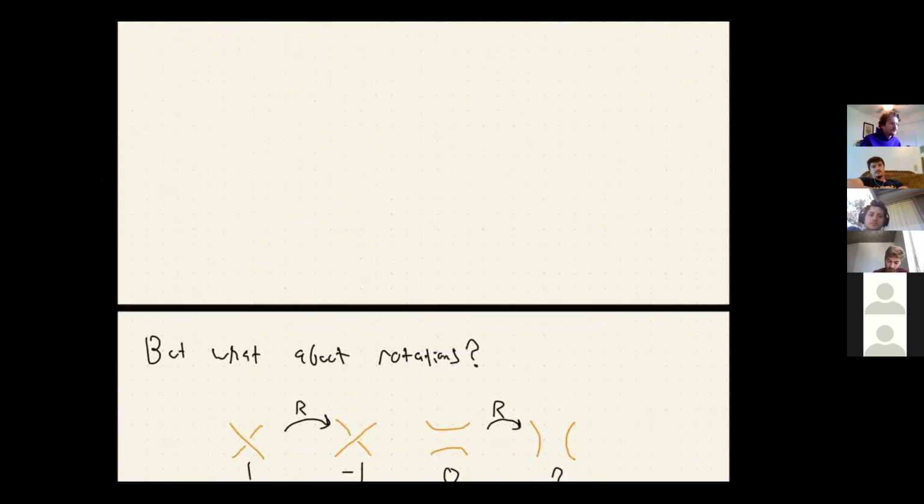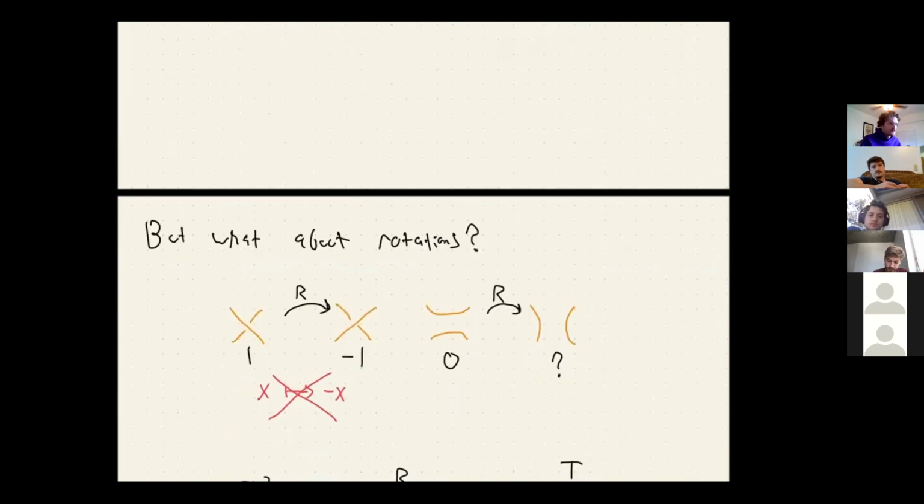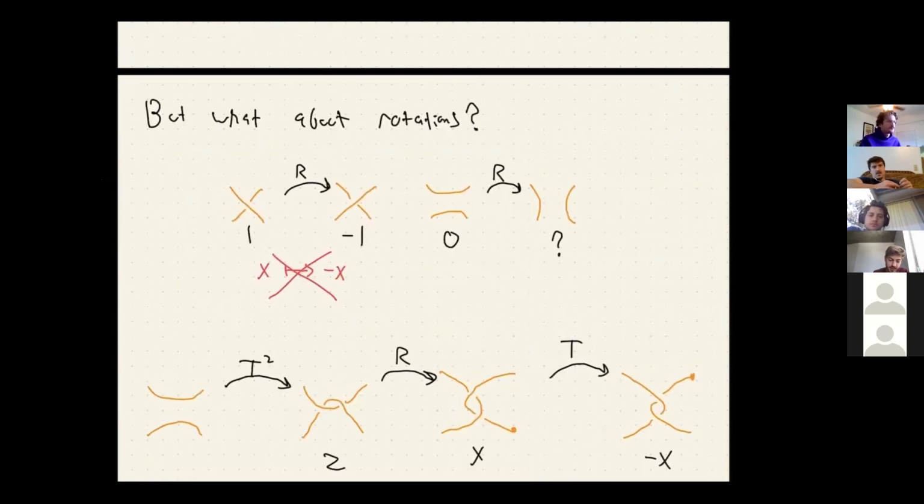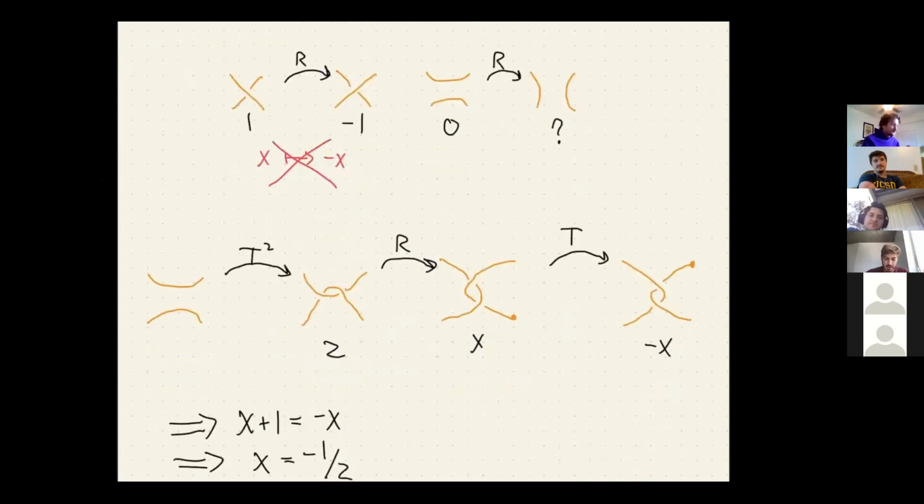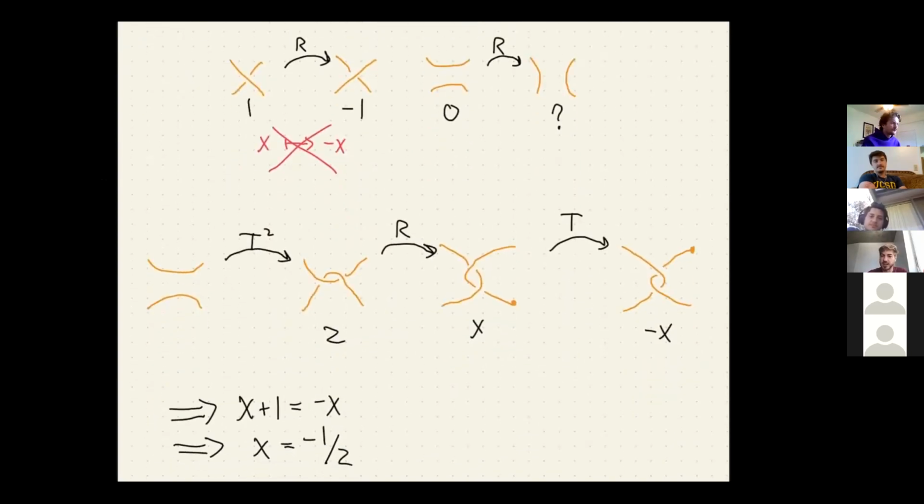Okay, so what about rotations? Maybe this is a little trickier. The first example we can see is we take what we called 1. If we do a rotation, then we get what we were calling -1, because it just reverses the crossing. So you might think that a rotation sends a number to minus that number. But this is pretty clearly false, because if we take 0 and do a rotate, it's definitely not -0. And also, we can have another example.